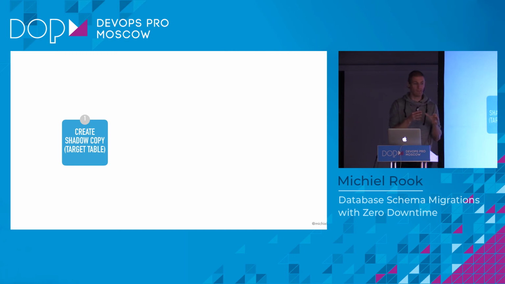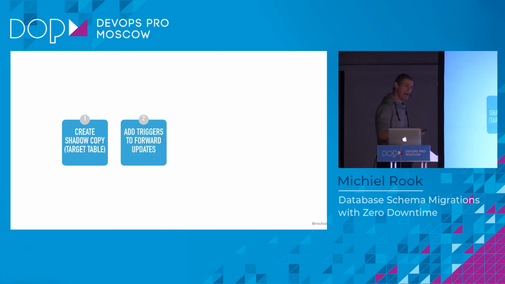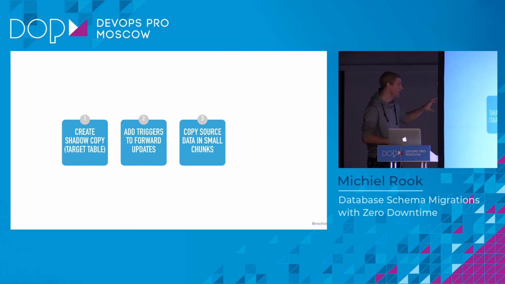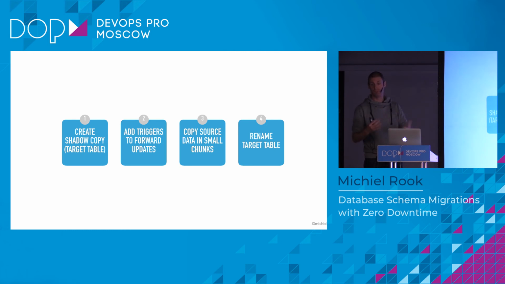You create a copy of the schema of the current table, and then on that shadow copy, which is now your target, you run your migration. You change that table, and because it doesn't have any data, that's very quick. Then we add triggers to the existing table to forward any updates from the source table to the target table. And then in small batches, we copy the source data from the source table to the target table in blocks. And once that's all done, we simply rename the target table to the name of the source table, and hey presto.